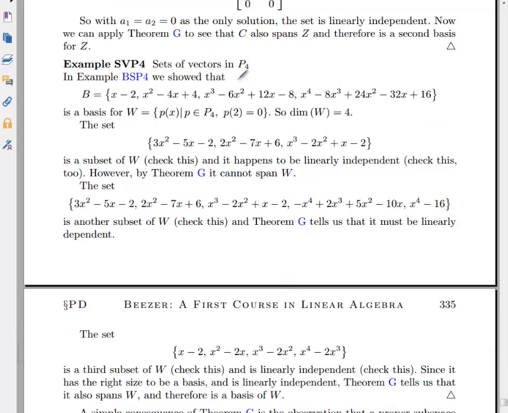Let's do one more example, sets of vectors in P4. Here we have 1, 2, 3, 4. We already showed this is a basis for the polynomials that have 2 as a root. Now, you can take these polynomials, 1, 2, 3. It turns out that 2 is a root of all of these polynomials, but this can't possibly be a basis because there aren't enough vectors in it.